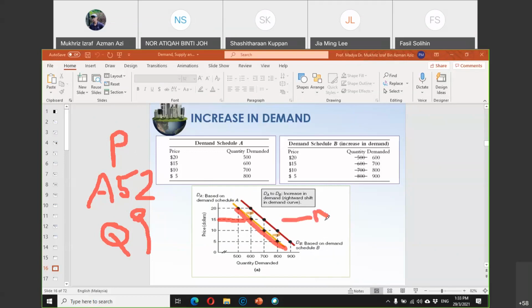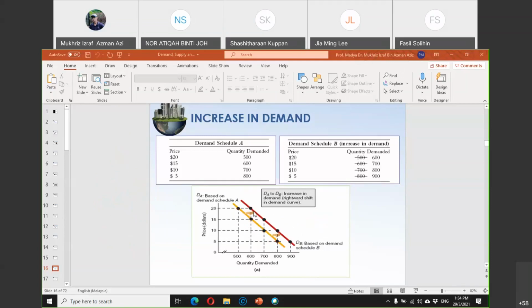That is what we call the change in quantity demanded: quantity demanded increases or decreases. If quantity demanded increases, it means the price of that good, for example the A52 model, goes down. If the price of A52 increases, quantity demanded will decrease. So the term we use, quantity demanded, reflects movement along the curve.